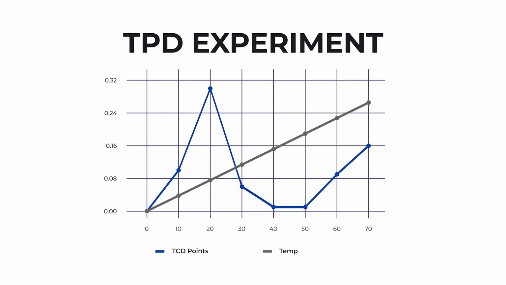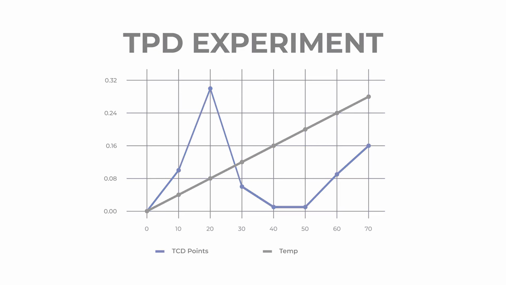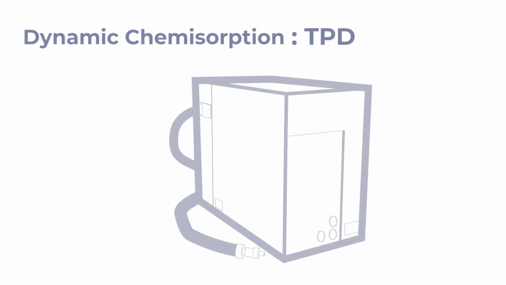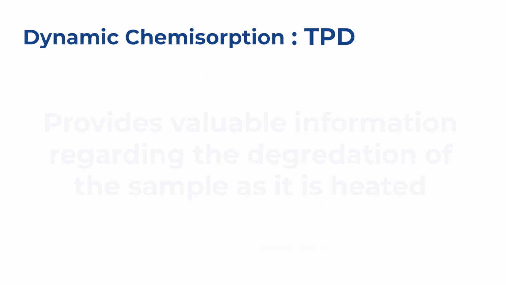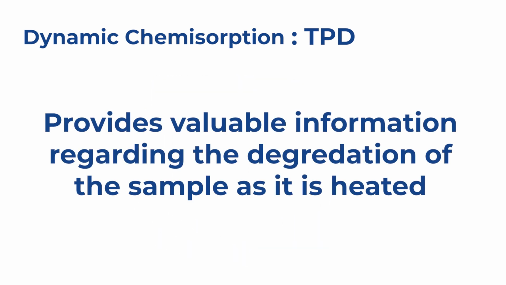During a TPD experiment, an inert gas will be passed through the sample as it is heated. The TCD detector will collect data at the exhaust of the column over time. A mass spectrometer may also be used to examine the outlet species. TPD can provide valuable information regarding the degradation of the sample as it is heated.